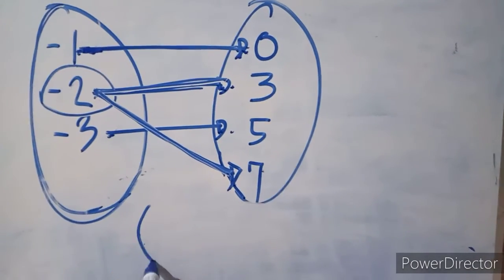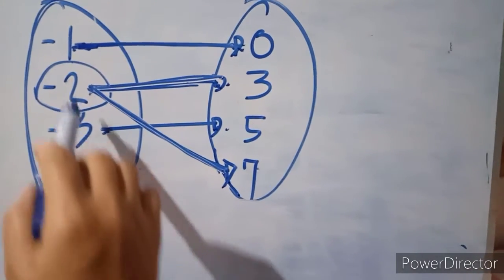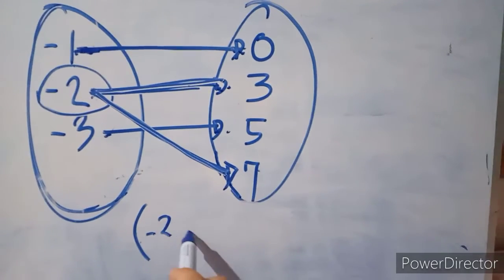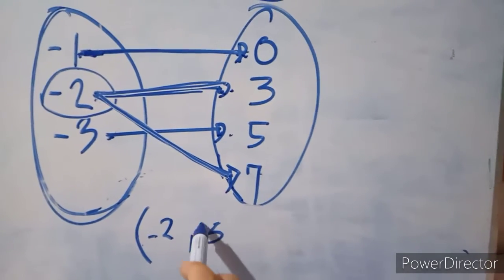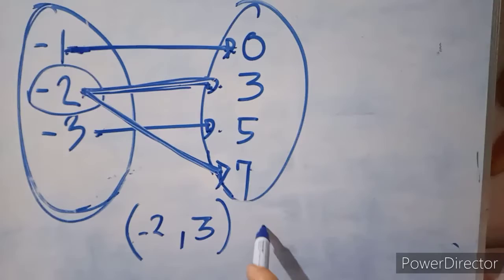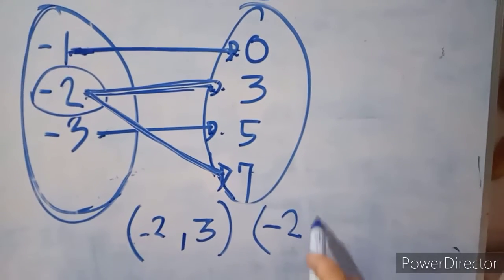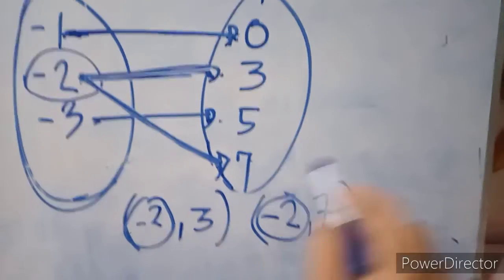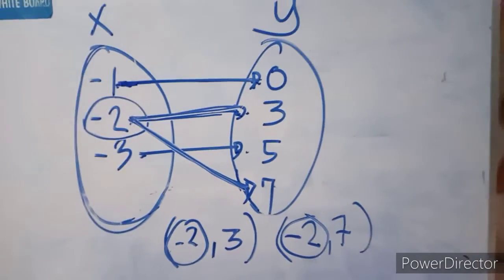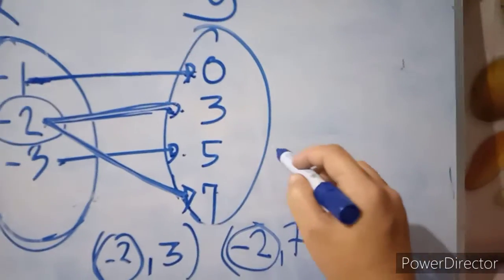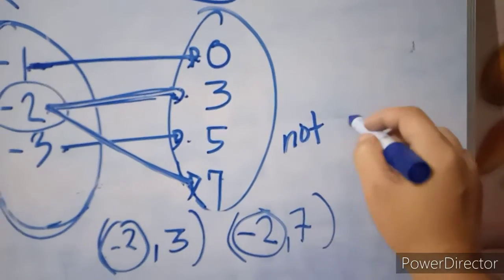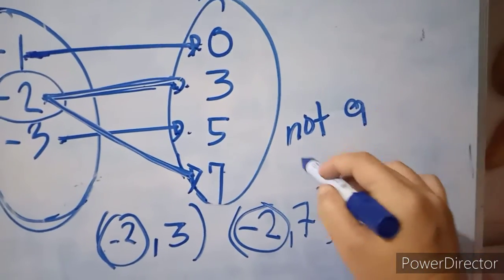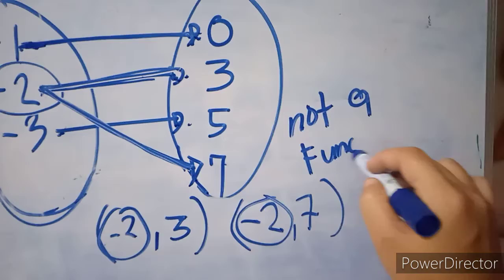So kung isulat natin yan sa ordered pair, we have negative 2 and 3. Then the next is negative 2 and 7. So dalawa yung pair ni negative 2 sa y. So this is not a function. Diba, madali lang? Not a function.